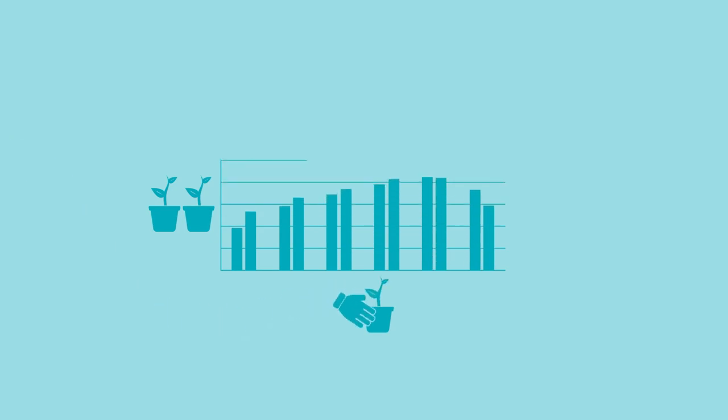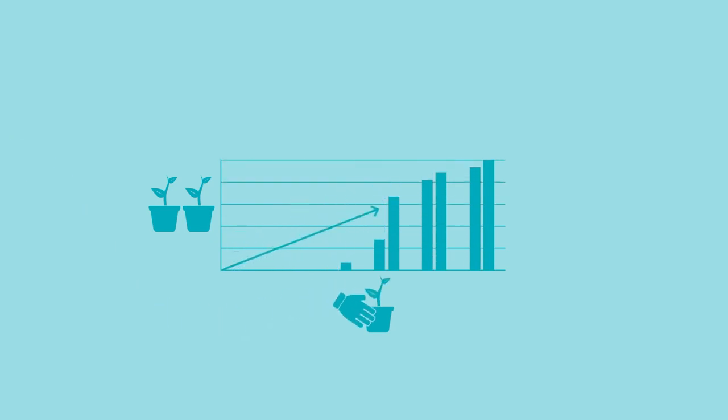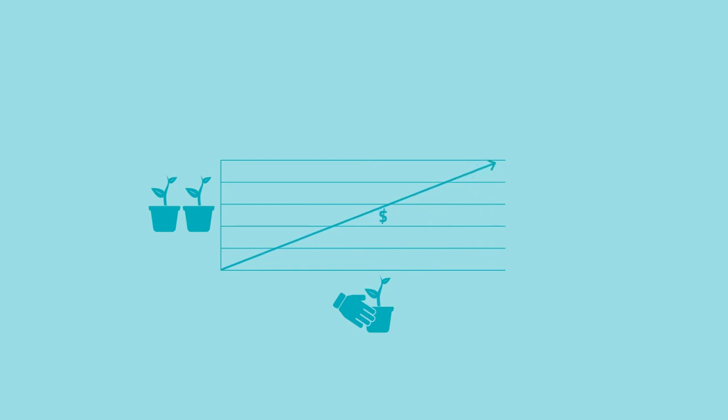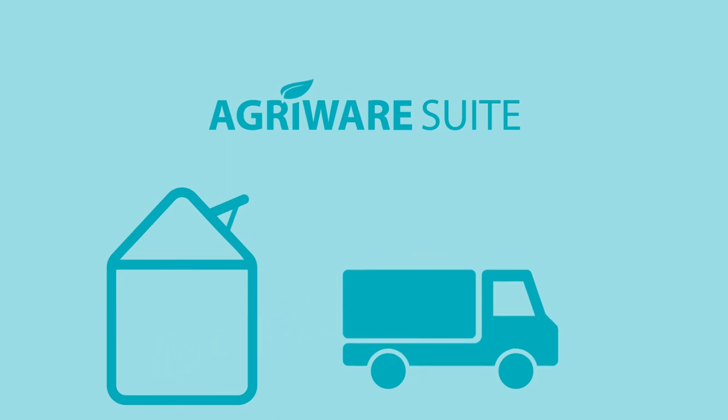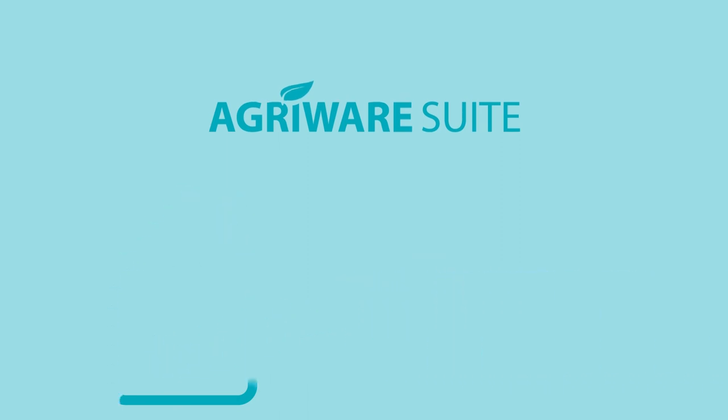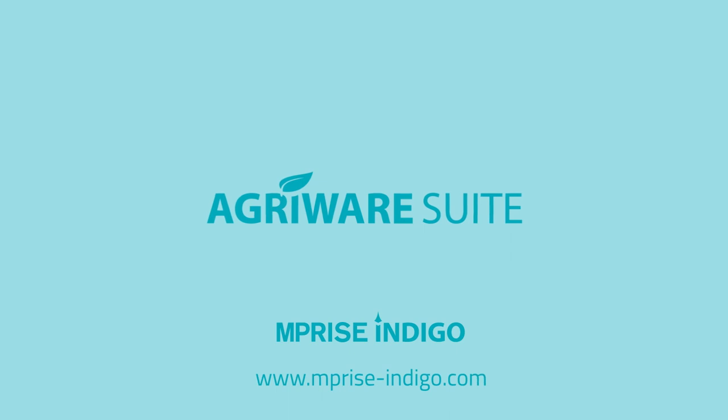Thanks to comprehensive outage, cultivation, and labor statistics, the planning can be improved continually and the commercial yield can be increased. Agriware. Decrease overproduction and stock surpluses. Produce on time and save space.